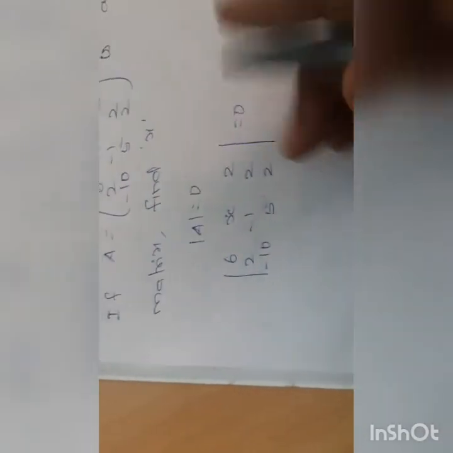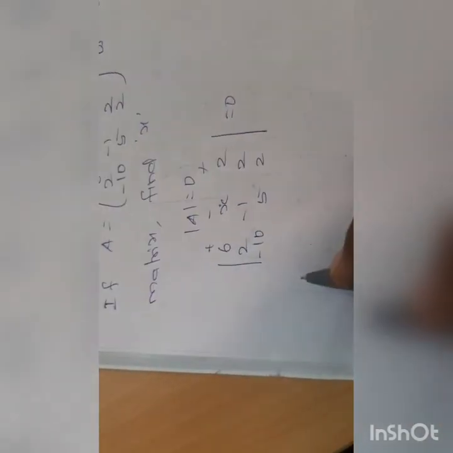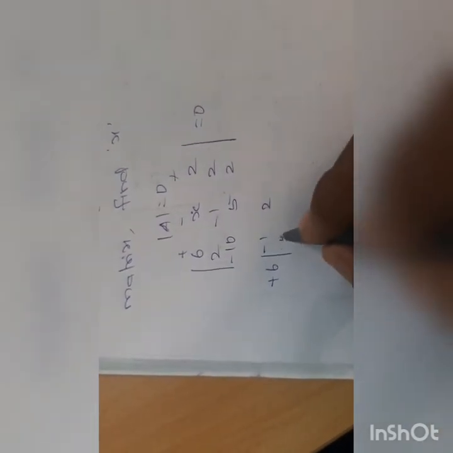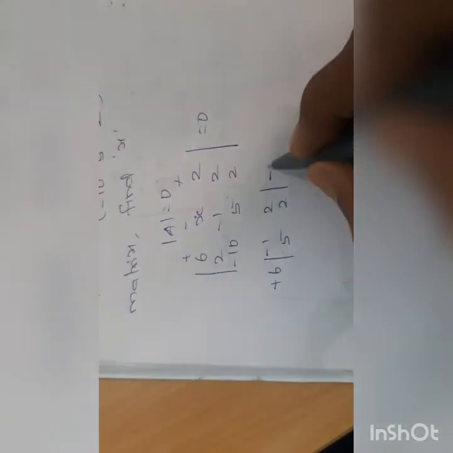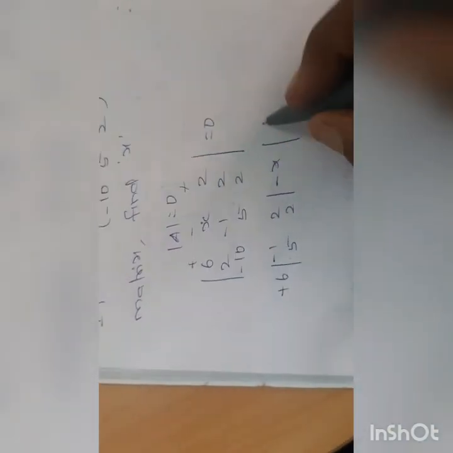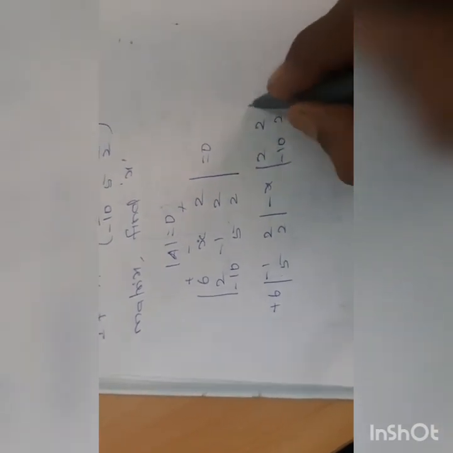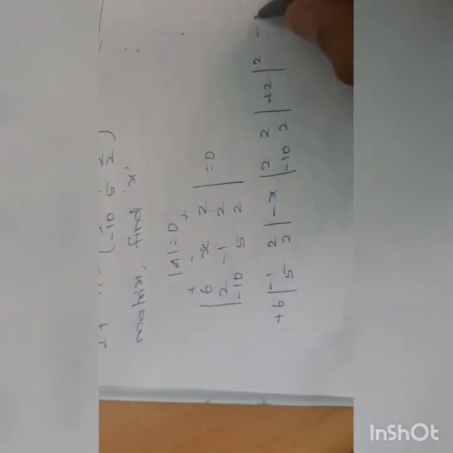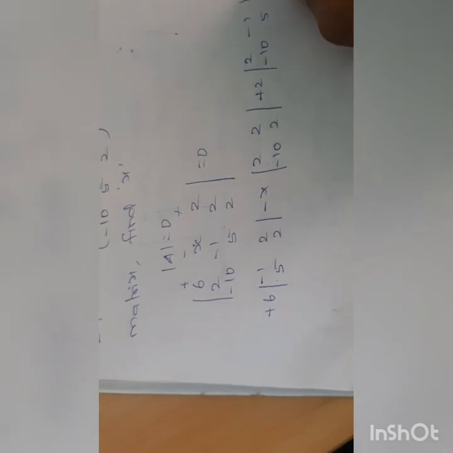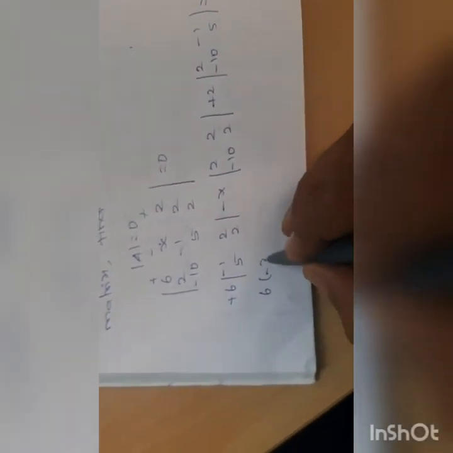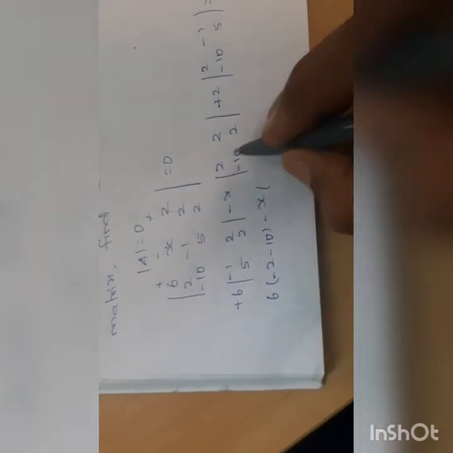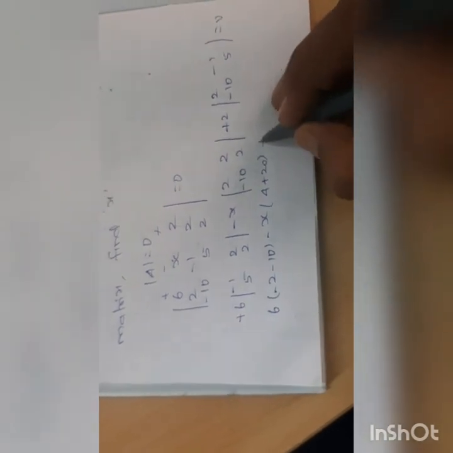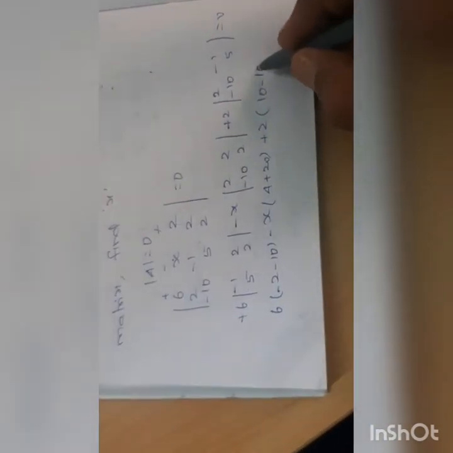So how to evaluate this value? So plus minus plus. So plus 6 times of the minor of 6, nothing but minus 1, 2, 5, 2. Minus into plus, minus x times of, what is minor of x? We are getting 2, 2, minus 10, 2. Plus 2 times of, what is minor of 2? Deleting column and row, we are getting 2, minus 1, minus 10, 5, is equal to 0. That is 6 times of minus 2 minus 10, minus x times of 4 minus 20. That is minus of minus 20, plus 20, plus 2 times of 10 minus 10, is equal to 0.